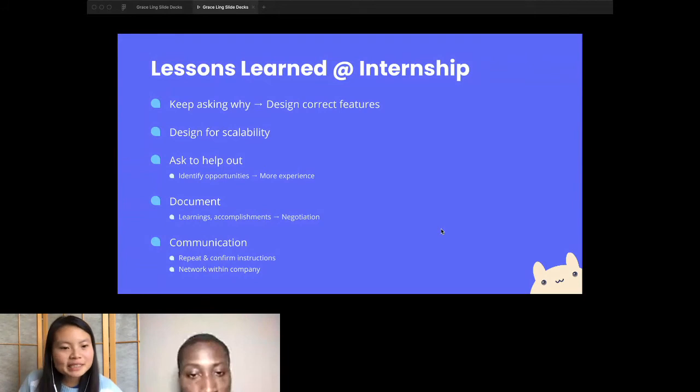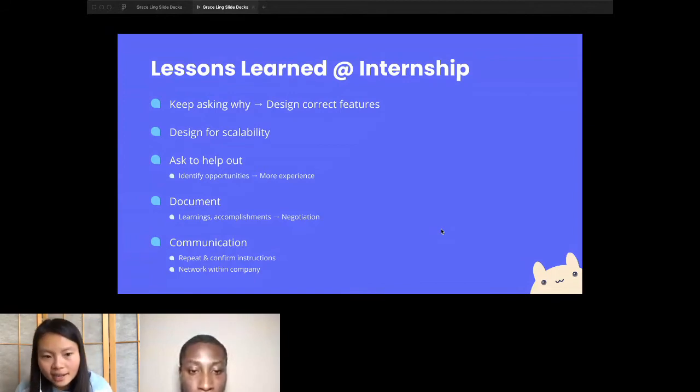And also documenting everything, your learnings, your accomplishments, which helps in negotiation afterwards and promotions later on. So having that all documented is super, super important. And also communication, especially in a remote setting. What I like to do after a meeting, I like to write a summary of action items to do, making sure everybody is aligned, and making sure everything is written down. And also networking within the company as well.